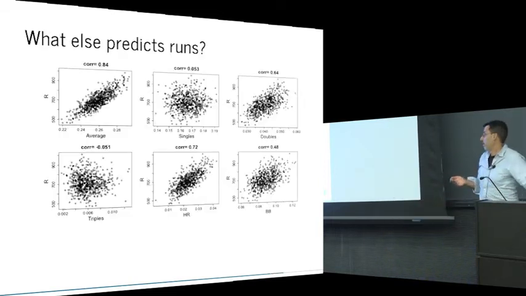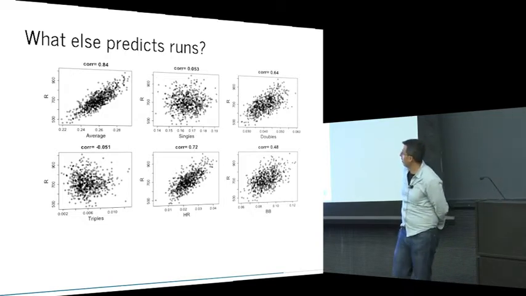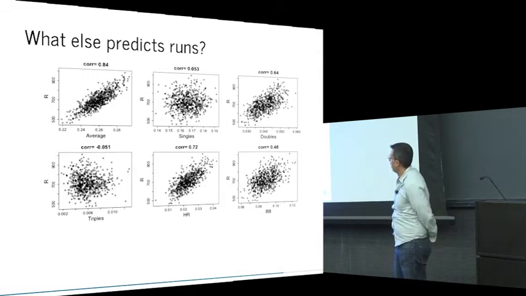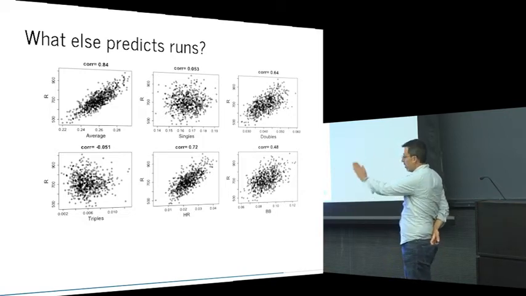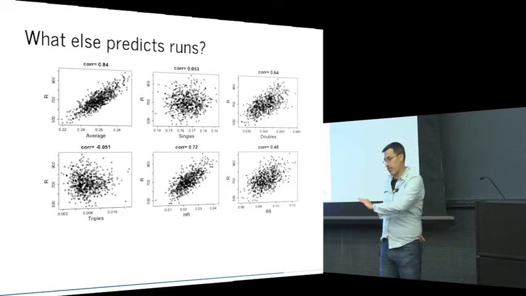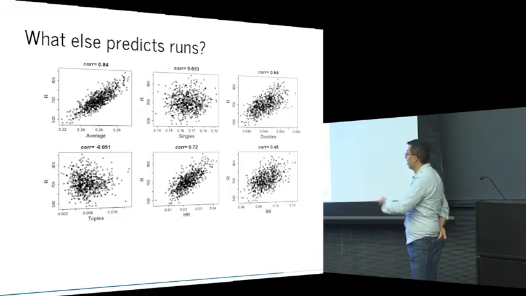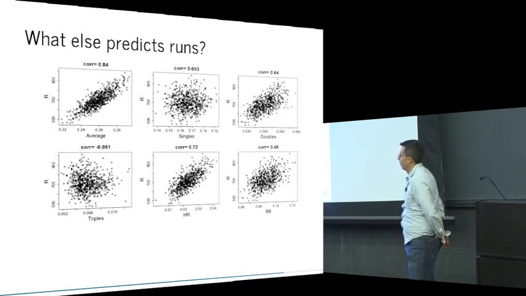Okay, so now let's look at other stuff and see what we can find out. Now we have 6 plots up there. One is the average, which we already saw. They're all plotted as runs versus a statistic. The first one is singles. So now I've taken hits and split them into singles, doubles, triples, and home runs. Look at that. Singles. Look at how much they predict runs.